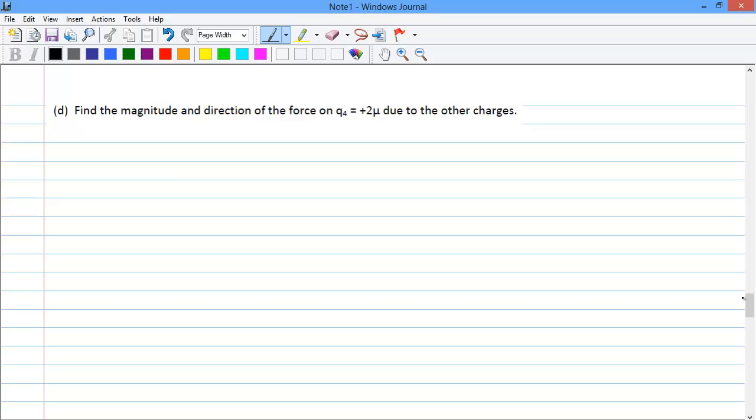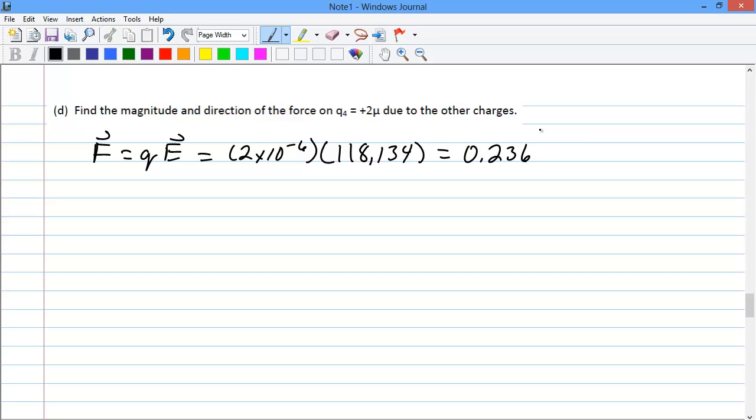Find the magnitude and direction of the force on Q4 due to the other charges. Well, we know that F is equal to QE. So all we have to do is multiply Q, which is 2 times 10 to the negative 6, times 118,134. And we get 0.236 newtons at 331 degrees.